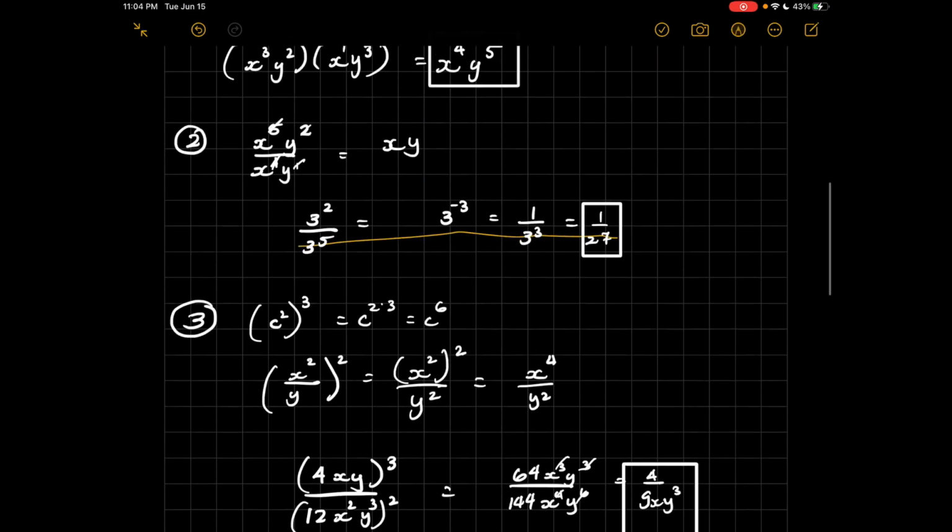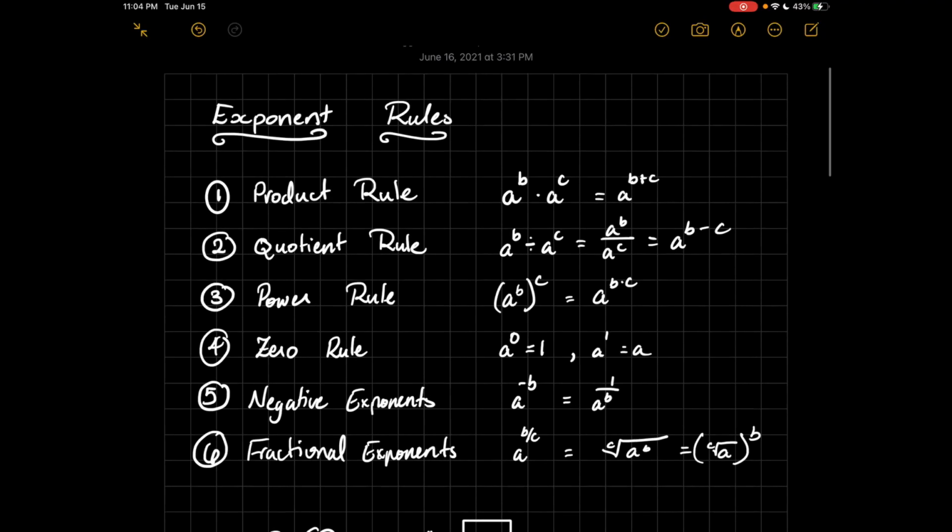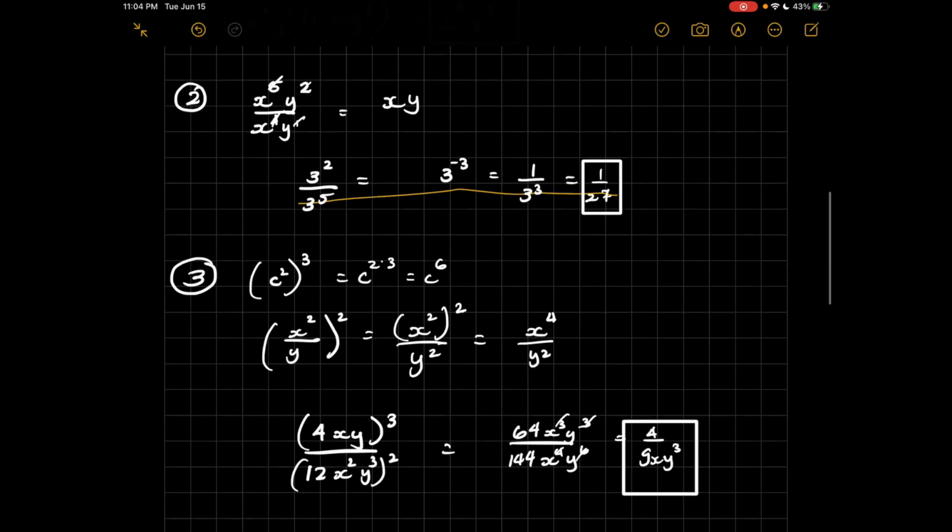And we would work this out just like this for almost every single exponential kind of problem.